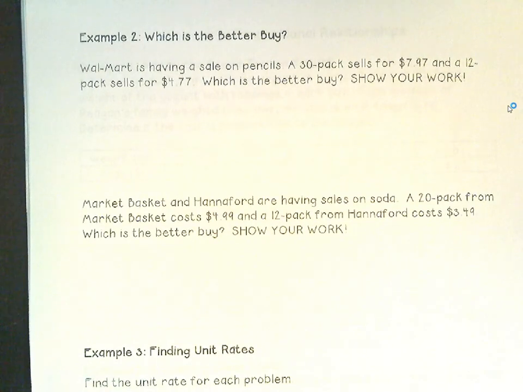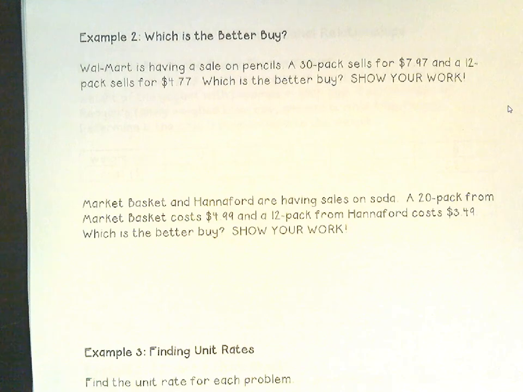Which is the better buy? Walmart is having a sale on pencils. A 30-pack sells for $7.97 and a 12-pack sells for $4.77. Which is the better buy? Okay, in math, we always need to show your work because that's how the teacher knows that you actually know how to solve the problem.